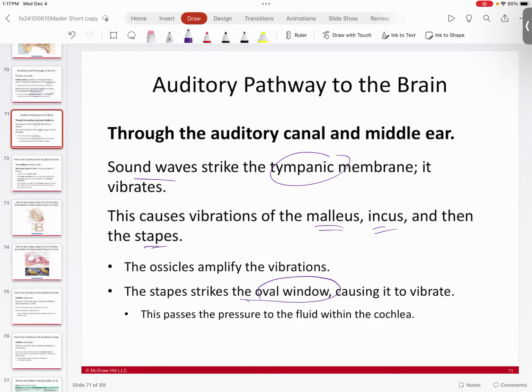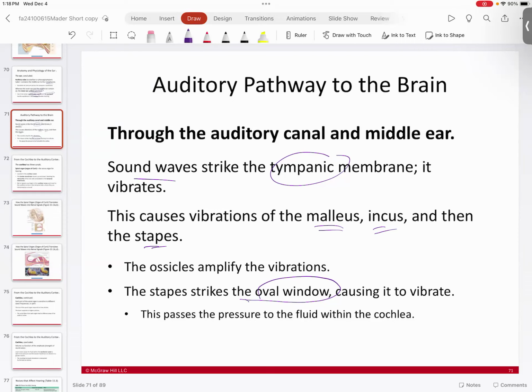Now, here's the thing. What's on the other side of the oval window? It's the entrance to your inner ear. And your inner ear, remember, is full of fluid. So what happens is you're using the airwaves to vibrate your tympanic membrane. That's going to pull and release on your oval window, which basically creates the exact same waves in the fluid of your inner ear that came to your ear in the first place.